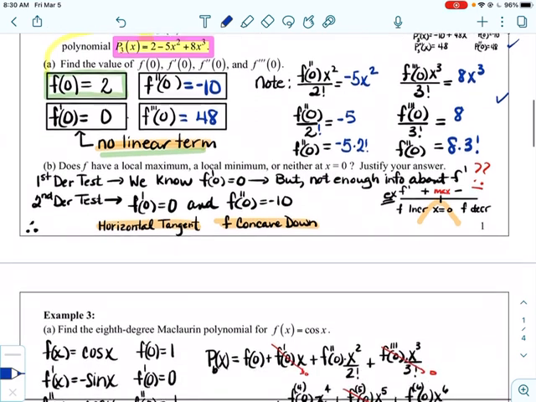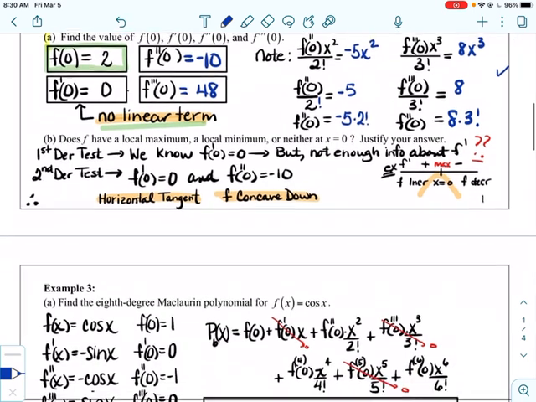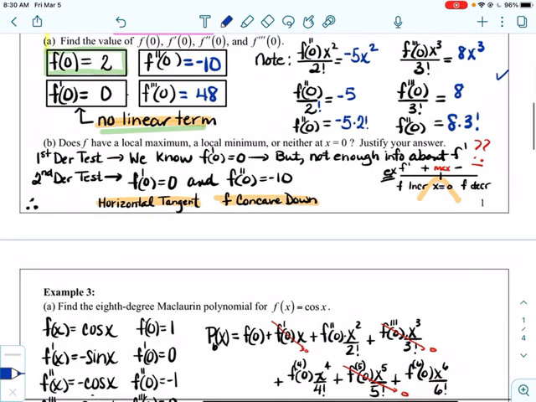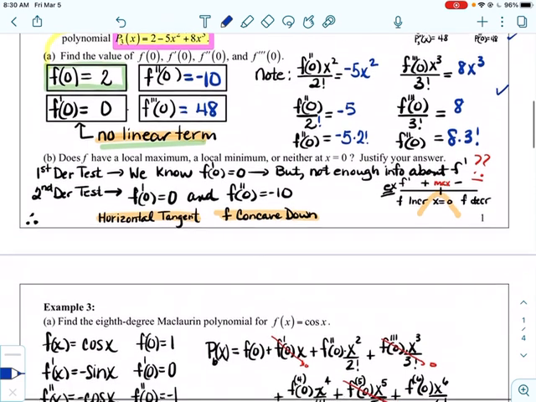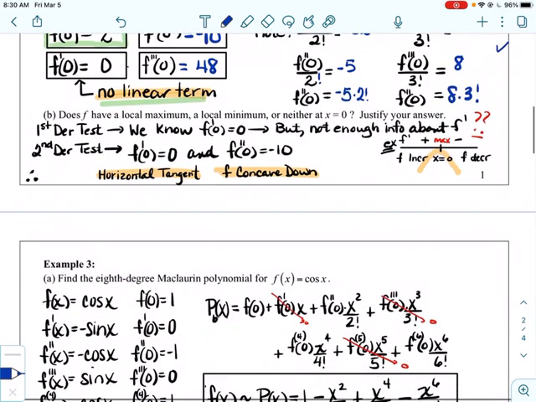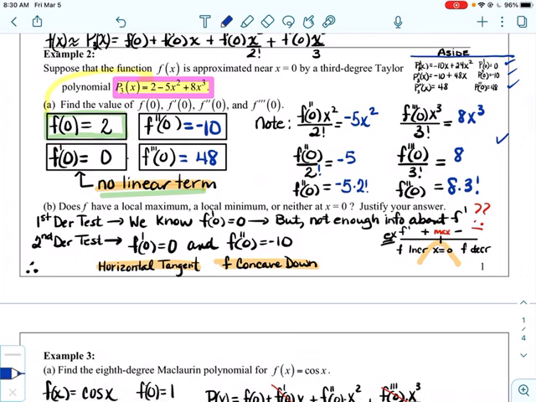All right, and then the second one, just going over this briefly, I hope that was clear enough there. Does f have a local maximum, a local minimum, or neither at x equals 0? The thing about this problem, it's kind of ambiguous when you first read a question like this, but remember, we have f prime equal to 0, right? The first derivative test would say that, okay, well, we know the derivative is equal to 0, but there's not enough information about what happens on either side of 0.